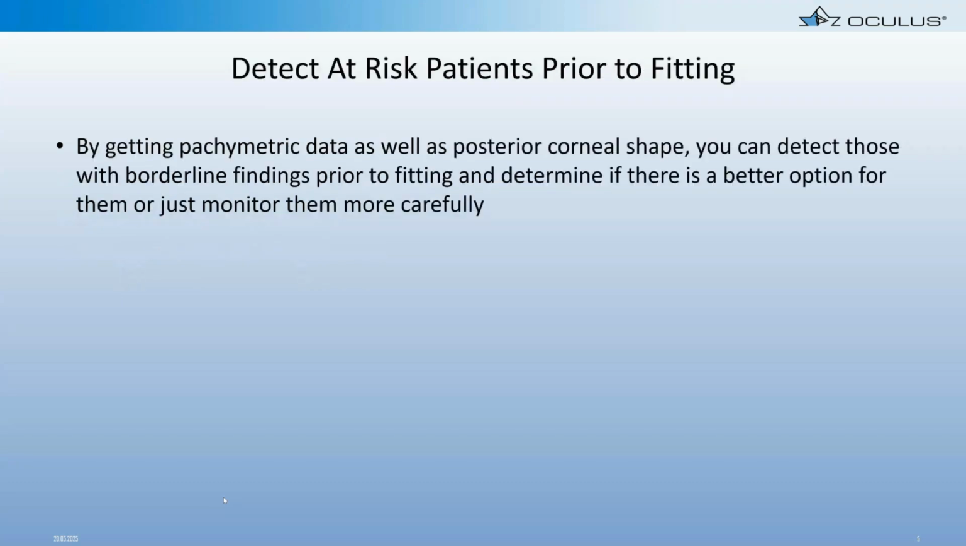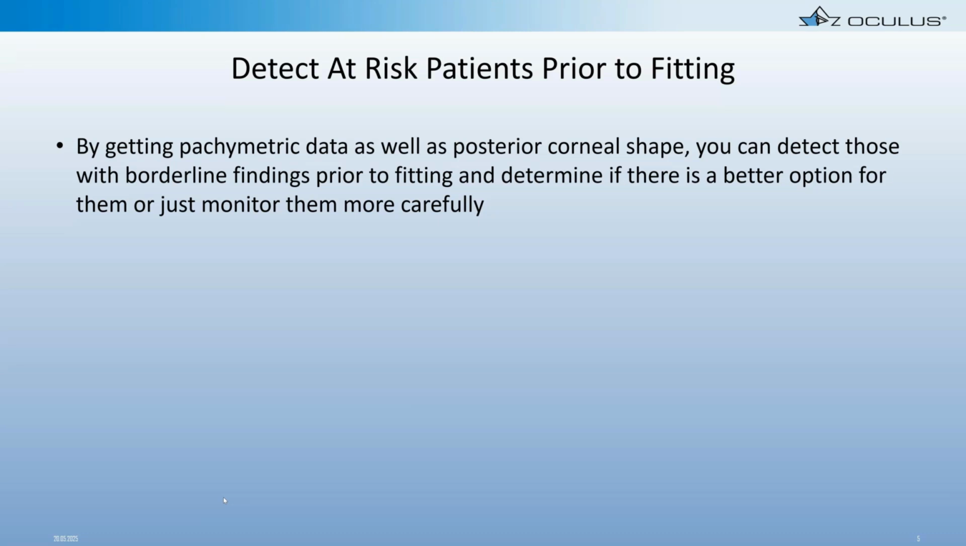So again, detecting at-risk patients. What do we get when we do a Pentacam? We're getting pachymetric data, corneal thickness, which again is really critical. We're also getting posterior corneal shape, which is the most critical thing really when it comes to detecting ectasia or other corneal disease. And so those patients that may have borderline findings for pachymetry, for corneal shape, for posterior corneal shape particularly, you're going to detect those patients with a Pentacam, and you're going to be able to screen them and make better decisions for those patients in their long-term best interest.